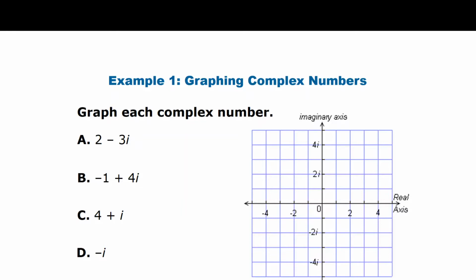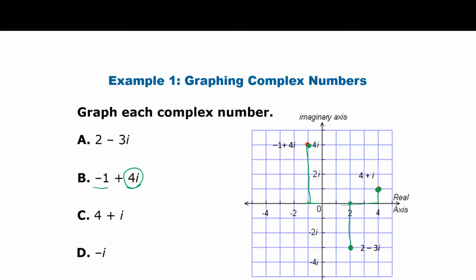It says graph each complex number. Okay, so the first one, a is 2, that's the real number, and then negative 3i. So we're going to go over to our 2 and go down 3 into the imaginary. 1, 2, 3. So our first point is going to be right there. That's our a. Our next one says negative 1 plus 4i. So we're going to go negative 1 on our x-axis and then 4 on the y. So our next point is going to be up here. And there it is. The next one says 4 plus i. So we're going to go over 4, up 1 for our i. And there that one is.